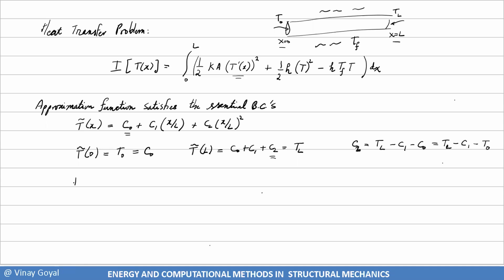So then my approximation function looks like this. T tilde of x equals T naught, and then C1, I'll leave it alone for now. And then C2 was found to be TL minus T naught minus C1, times x over L squared. And we should check it before we continue. So if I plug in x equals 0, I do get T naught. If I plug in x equals L, this becomes 1. This becomes 1. The C1 cancels out. The T naught cancels out. I get TL. So it looks like I didn't have any math errors.